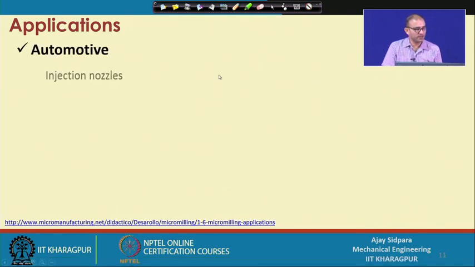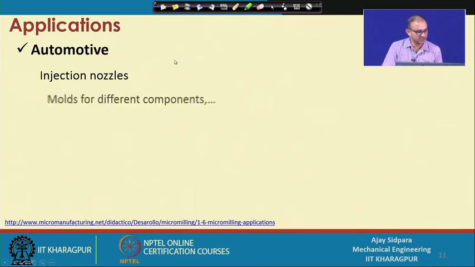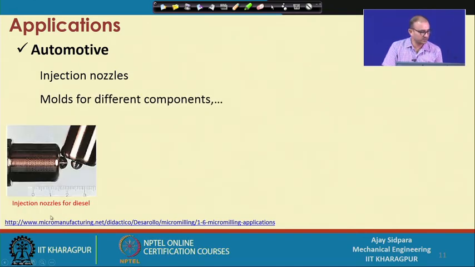Then automotive applications. Now we have seen the injection nozzles available. This is the injection nozzle for a diesel engine. There are small holes available. If you have many holes at different locations, spraying will be very uniform in all directions. In that case you can get homogeneous combustion inside the diesel engine.